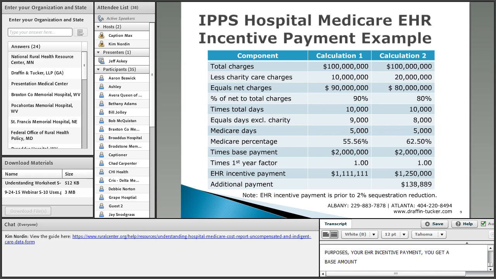What Medicare does in computing your EHR incentive payment, or how much you may qualify for, is reduce your total charges by that charity charge amount. So in calculation 1, we went from $100 million to a net charge amount of $90 million if we reduce it for the charity care. They then look at the total days that you've reported on your cost report, and they multiply it by that net percentage of total charges, the net charge after the charity care has been removed. In calculation 1, you can see our net charge amount is 90% of what we started with, gross charges of $100 million. They multiply that 90% by the 10,000 days and give you an equivalent days, excluding charity, if you will, of 9,000 days.